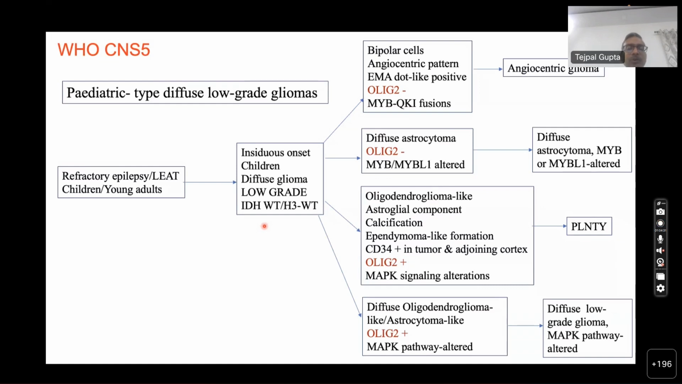Of course, if you have excised them well, there's no significant residue, then you really don't need to treat them. And they have a very, very good prognosis. Most of these tumors have a very good prognosis.